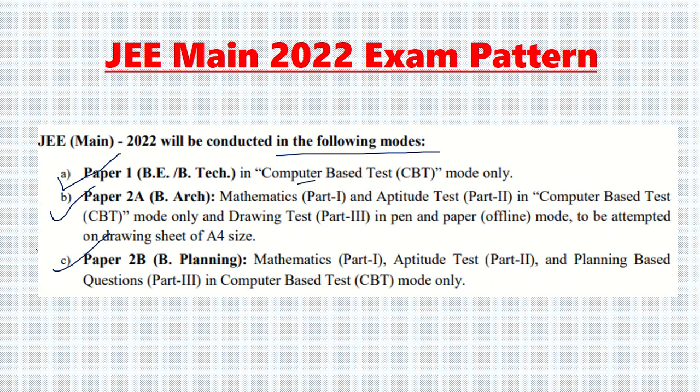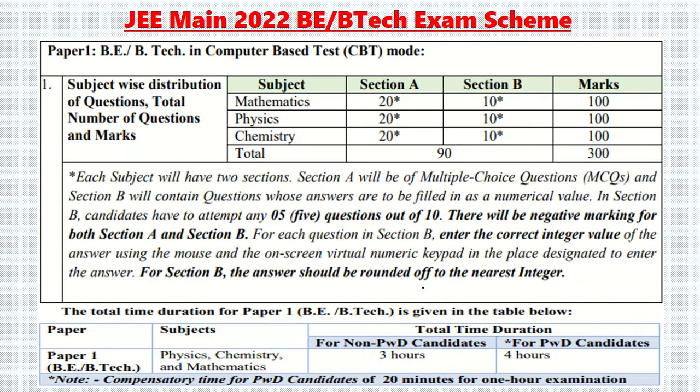So paper 1 BTech will be conducted in CBT mode. Then paper 2A, that is BArch question paper, will be in two modes. In this question paper, part 1 and part 2 will be conducted in online mode, whereas part 3, that is drawing test, will be conducted in offline mode. And then in 2B, that is BPlanning, mathematics test and planning based part 3 will be conducted in CBT mode.